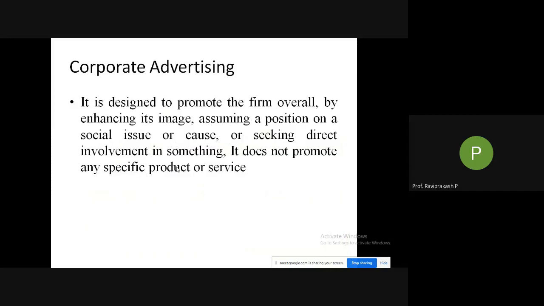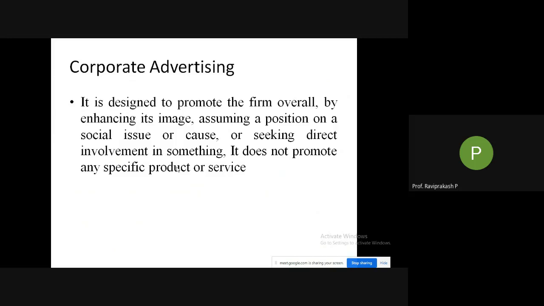Then the last part, that is corporate advertising. So what is corporate advertising? It is designed to promote the firm overall. As a whole, the whole company or organization is promoted by enhancing its image, assuming a position on a social issue or a cause. So there is some social issue which is being taken up by this particular company as a whole, or a cause they are fighting for or working on, or seeking direct involvement in something. So something is going on, then they go and join. Some protests are going on.